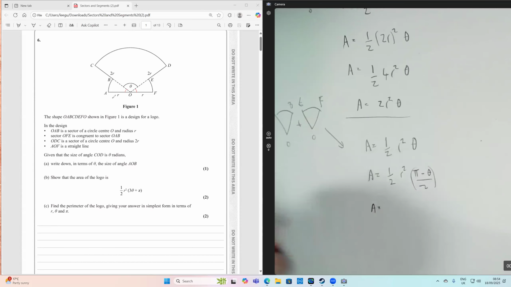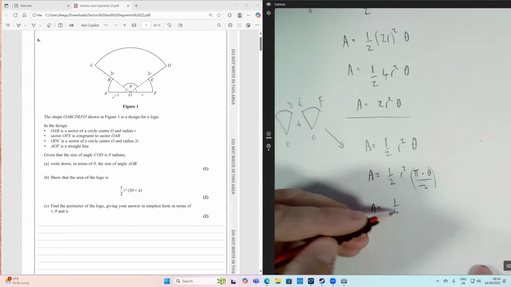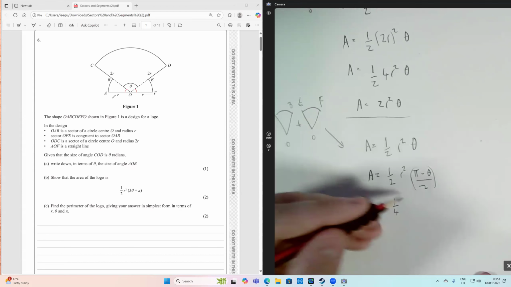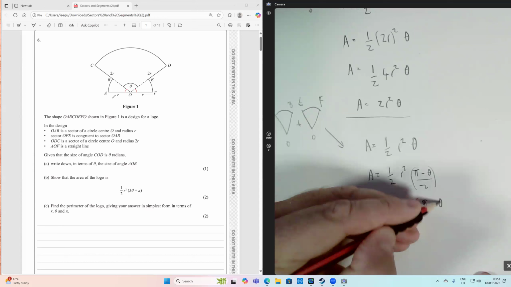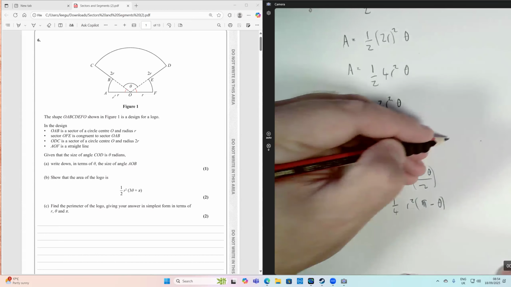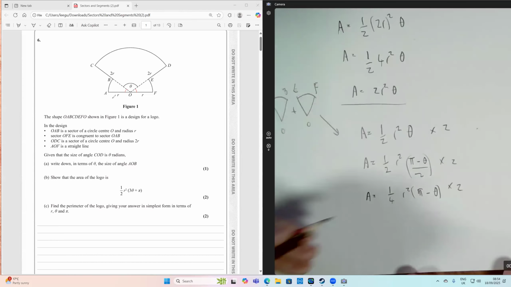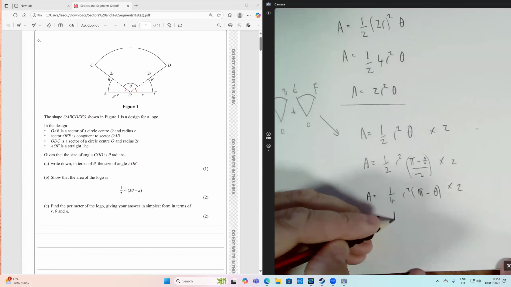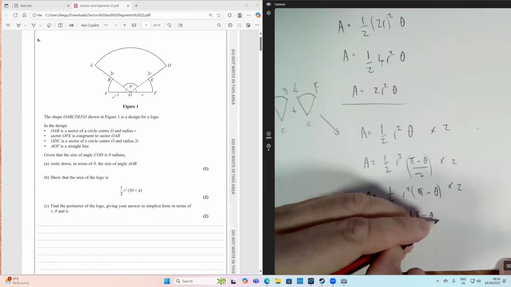This is the area for one of them. So we're going to have a quarter, because we have a half times a half, and we're going to have r squared times pi minus theta. So that's our area for one of those, but we've got 2 of them, so we need to double it because we have 2 of them. And so therefore that gives us an area of a half r squared pi minus theta.